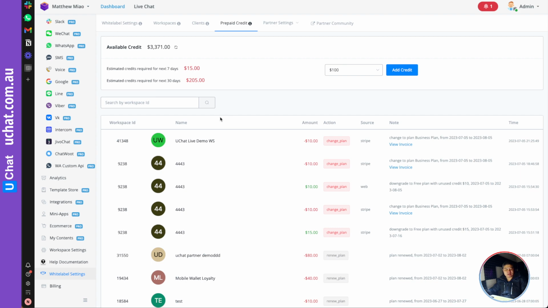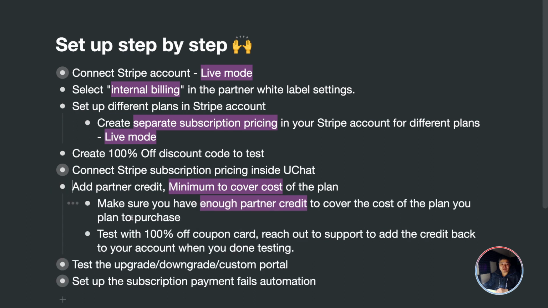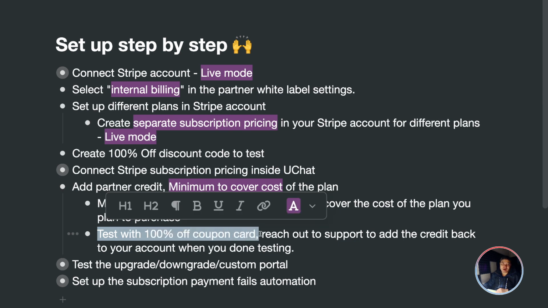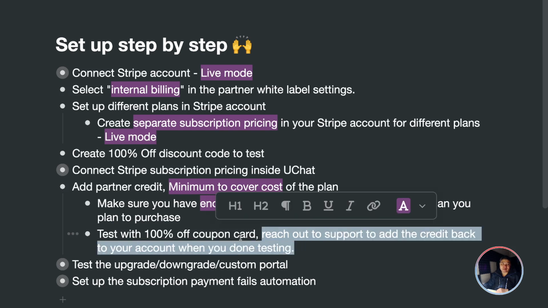Yeah, so basically that is the step: you need to add partner credit, a minimum to cover the cost of the plan. Okay, otherwise you will see some errors. And yeah, if you are testing with a 100% off coupon code, it will not charge your card anything. The payment will go through, but at the back end, it will deduct the credit from your partner wallet, okay? So that you can reach out to support to add those credits back after you've done the testing, okay?